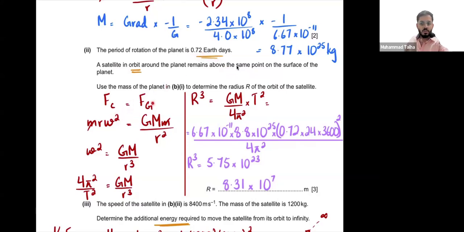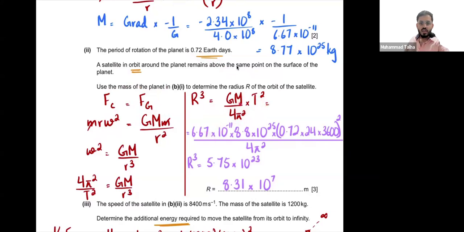So this thing, Kepler's third law, this derivation, you must have done hundreds of times before doing this paper, if you did do sufficient topical practice. So FC equals FG, I use m r omega squared. You've also seen times where I've used m v squared over r. It doesn't make a difference. You still get the same final answer. So r cubed is GM over 4 pi squared, times T squared. And then you just plug in the values.